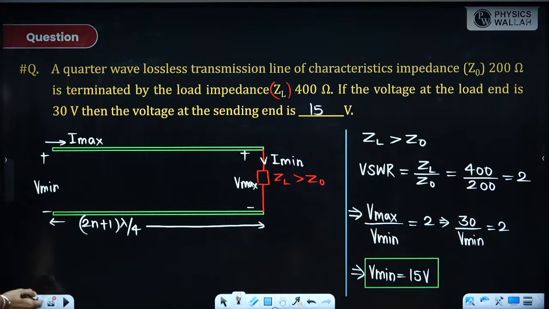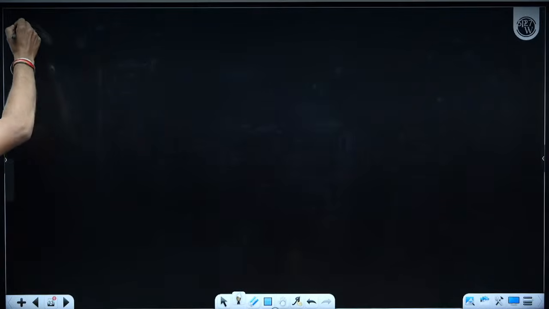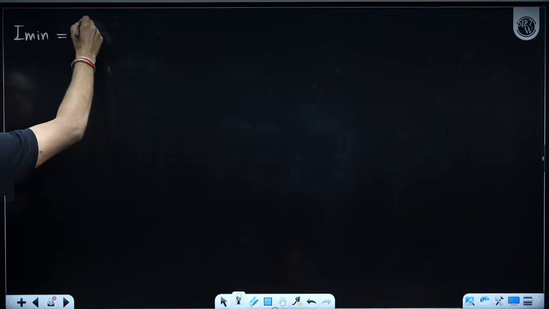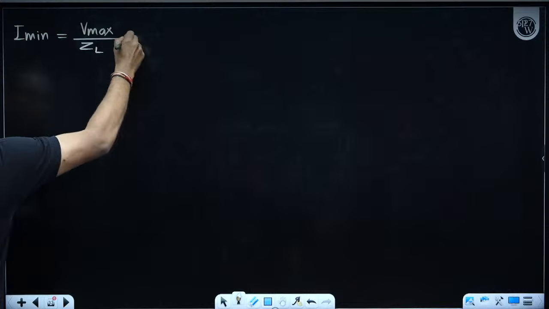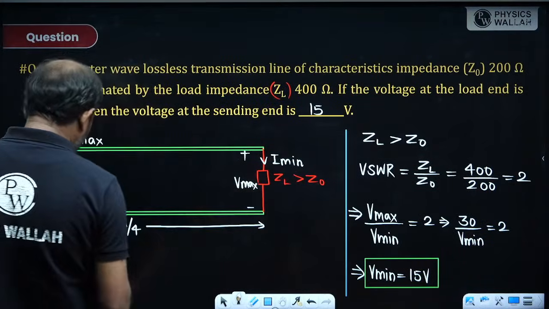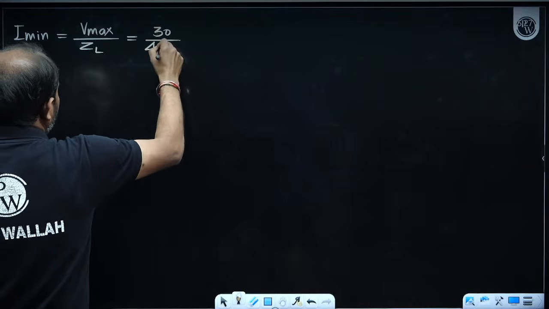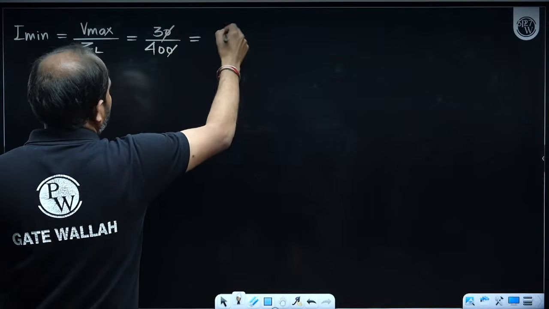They may ask current also. So I min is equal to Vmax by ZL. Voltage is Vmax, current is minimum, Vmax by ZL. Vmax is 30 and ZL is 400. So 3 by 40.